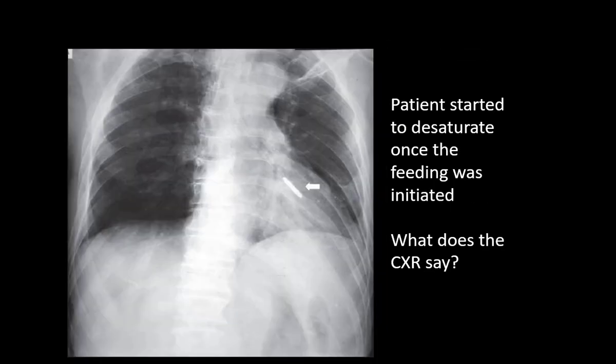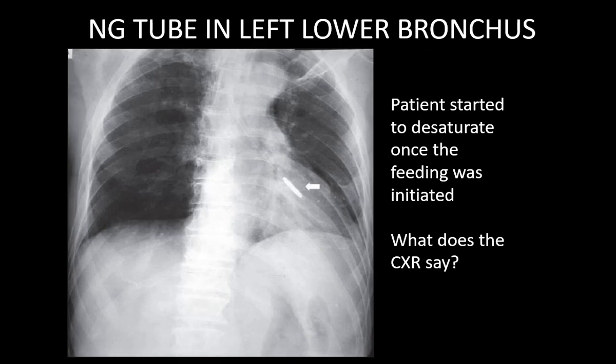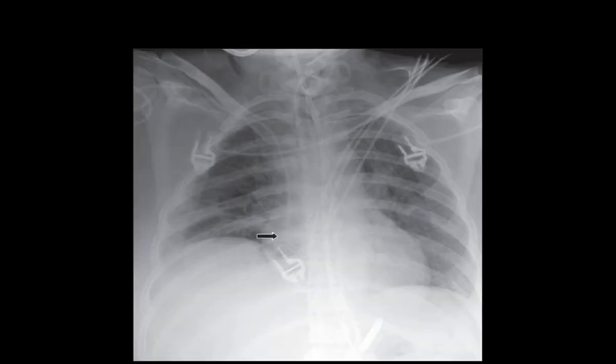Patient started to desaturate once the feeding was initiated. What does the chest X-ray say? You can see the Ryle's tube is lying in the left lung. So it is an NG tube in the left lower bronchus.